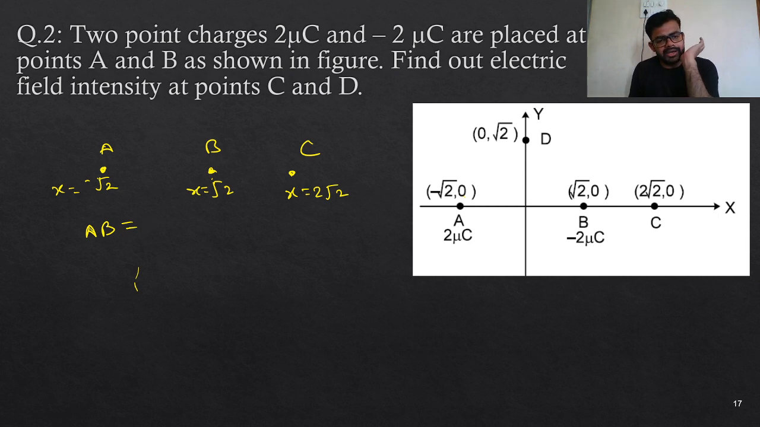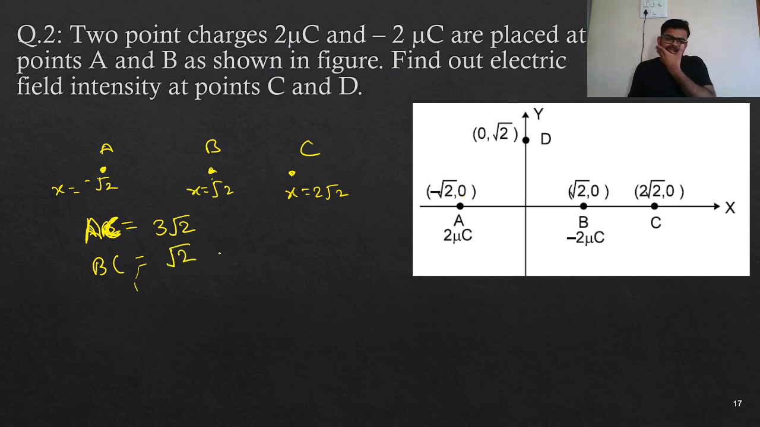Let us talk about AC. AC is required. At point C we need to find. So what is the value of AC? AC is minus root 2 to 2 root 2, so I can write it as 3 root 2. What is the length BC? That is root 2 to 2 root 2, meaning only root 2. 2 root 2 minus root 2 is root 2. Everything is in meters.